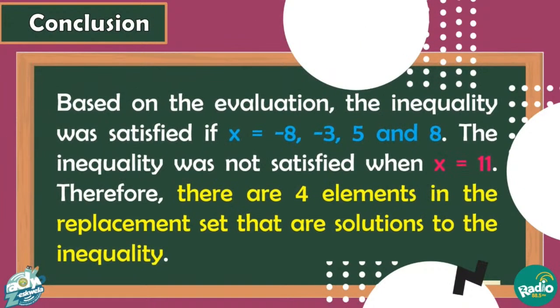Based on the evaluation, the inequality was satisfied if x is equal to negative 8, negative 3, 5, and 8. The inequality was not satisfied when x is equal to 11. Therefore, there are 4 elements in the replacement set that are solutions to the inequality.